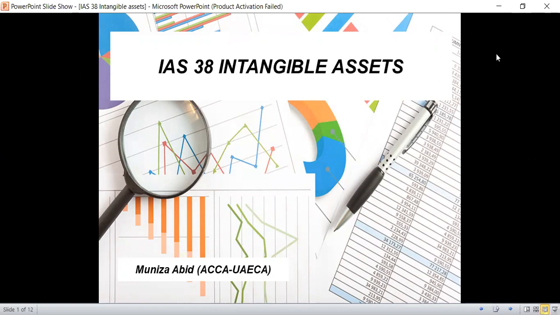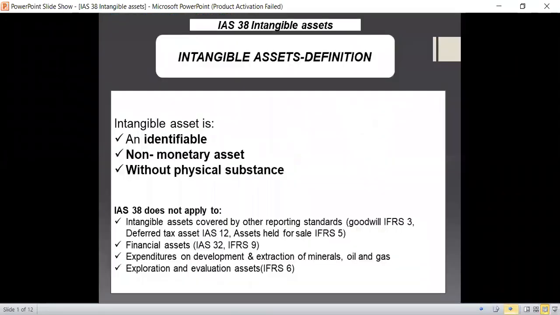IAS 16, property, plant and equipment, which we discussed earlier, deals with the first category of non-current assets, that is tangible assets. And the standard which we are going to discuss today, IAS 38, deals with the second category of non-current assets, that is intangible assets. Let us extend our discussion by having a look at the definition of intangible assets provided to us by IAS 38.